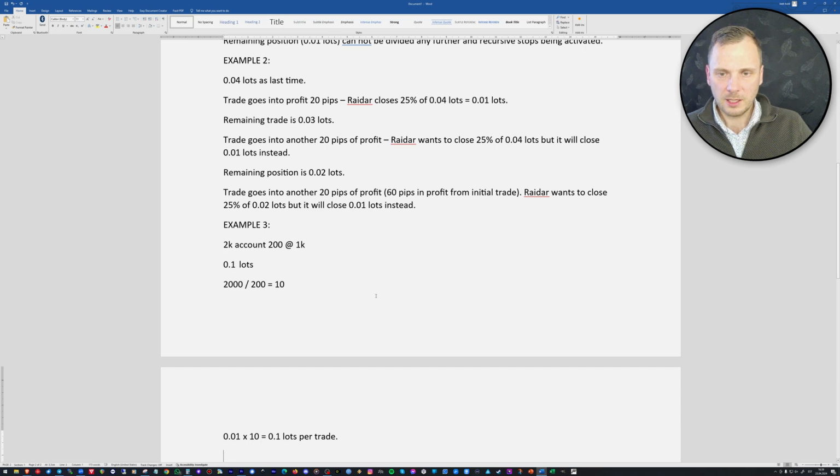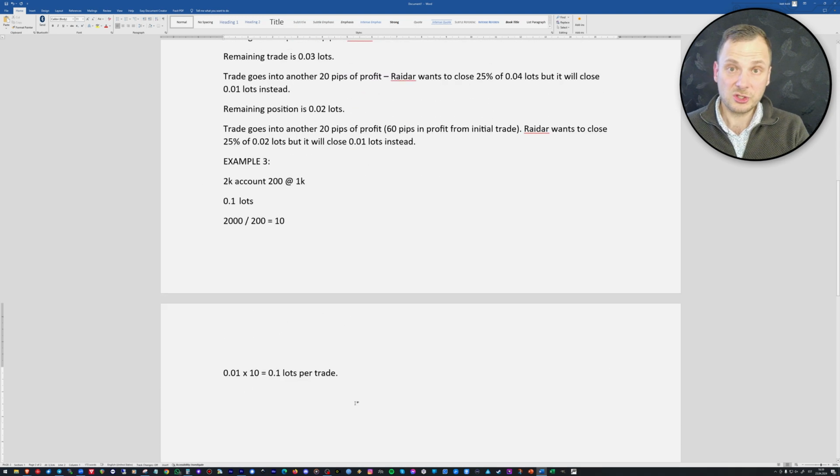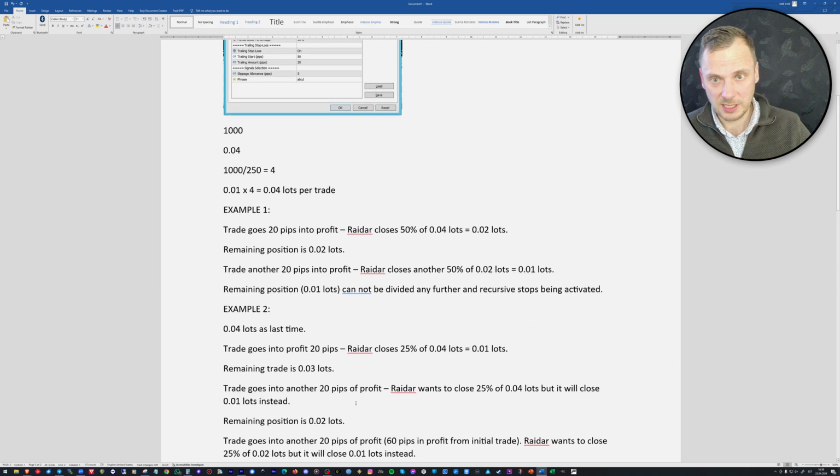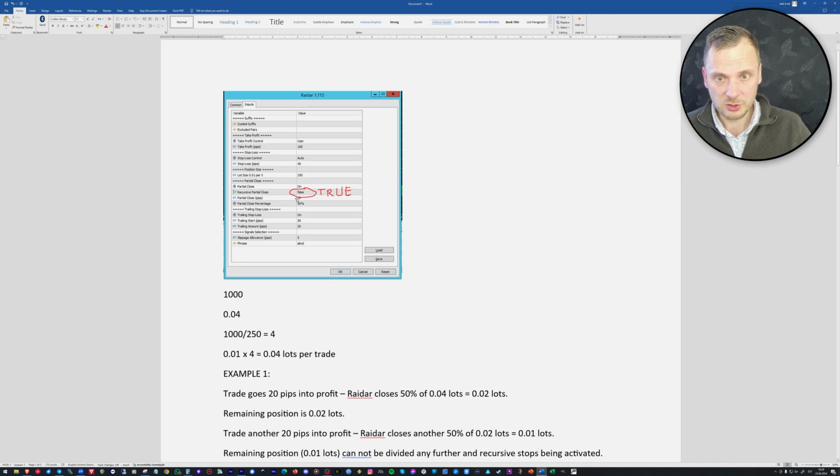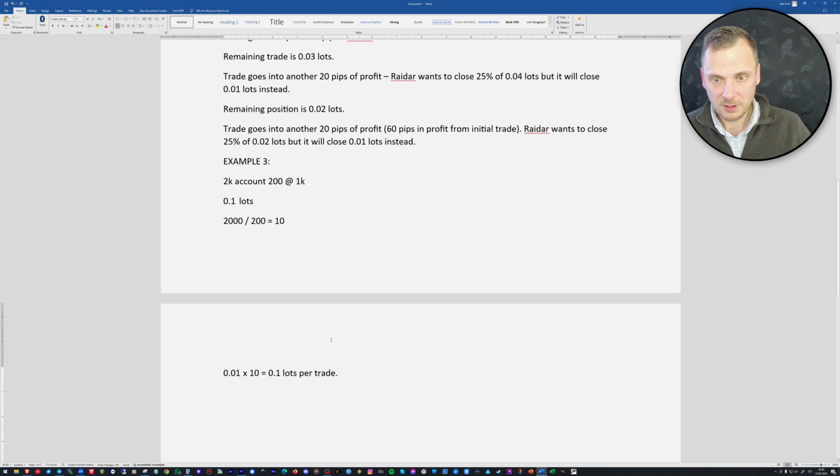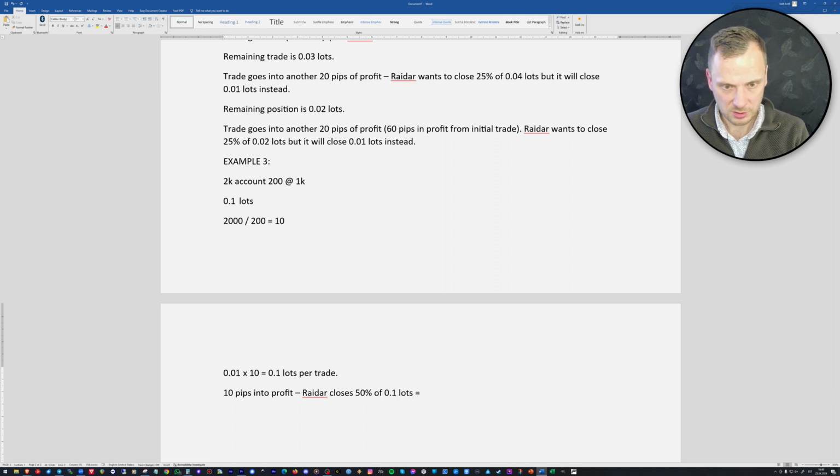And we have partial close percentage set. So each time it will close a position, it will be closing 50% of whatever is open currently. Let's say in this case we have 10 pips of distance. So in this case it's not partial close pips 20, but partial close pips will be 10. So we have 10 pips into profit. Radar closes 50% of 0.1 lots. This equals 0.05 lots. Remaining position is 0.05 lots.